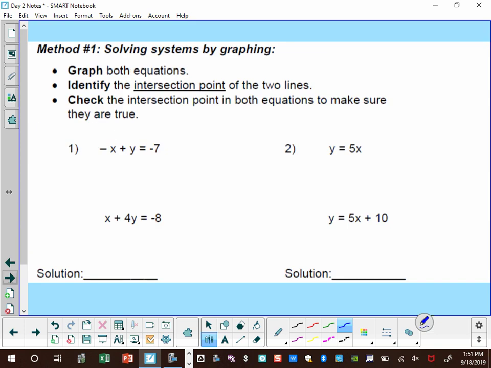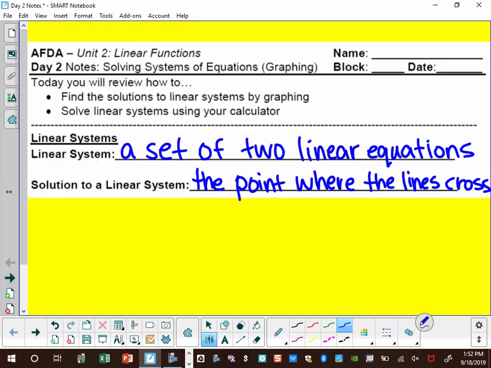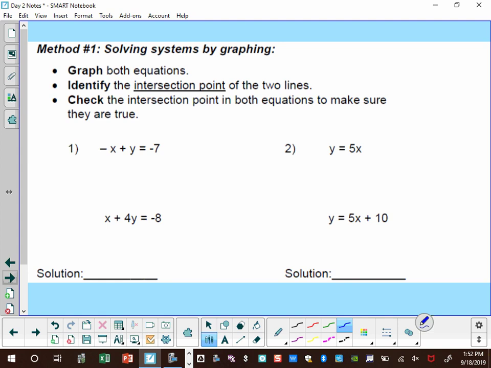All right, so method one. Method one is solving systems by graphing. What we are going to do is solve for y. If it's already in y equals, then our job is done. But that's what we're going to focus on. And then we're going to graph both equations and then identify the intersection point of the two lines.